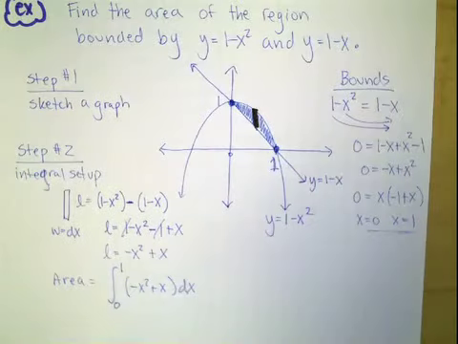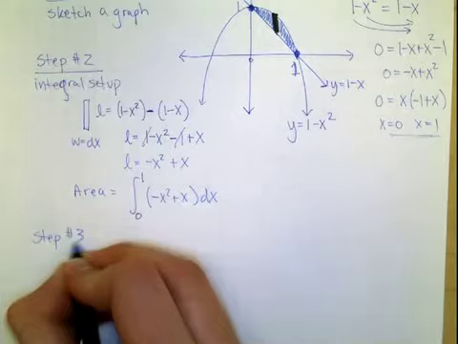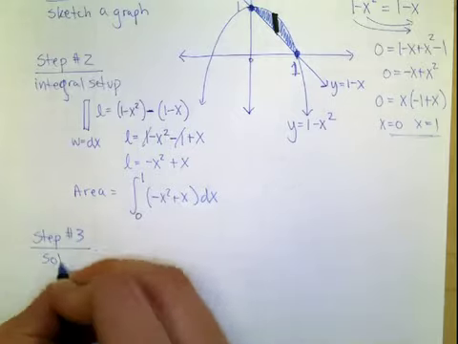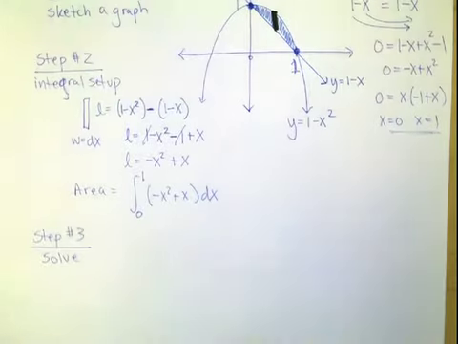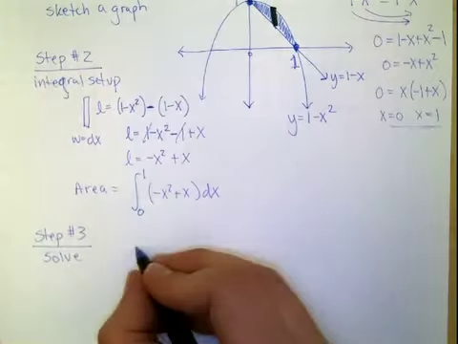So now we go on, after we found the bounds, to step number 3, which is going to be just solving this thing and getting an answer. If you want to pause the video and try it yourself and see if you got this down, go for it. Basically what you're going to do is reverse power rule all this stuff.